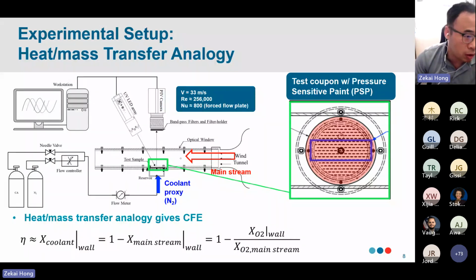If we use a coolant that doesn't have oxygen components, and we measure the oxygen components near the wall, then we can get an idea of how effective the cooling film is. This is the definition: we can calculate the CFE from the partial pressure measurements near the wall. The method we use for those measurements is PSP, pressure sensitive paint. PSP is sensitive to the partial pressure of oxygen near the walls.